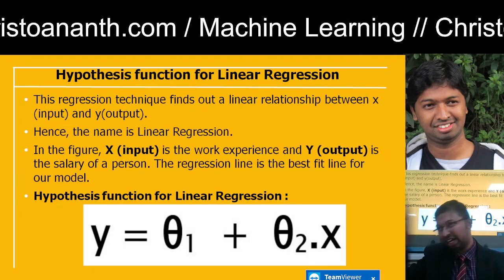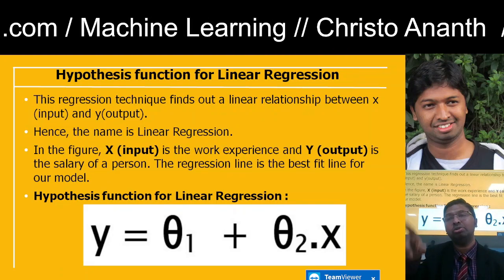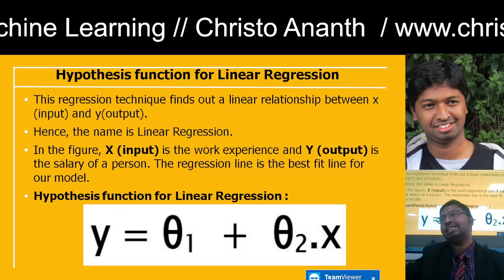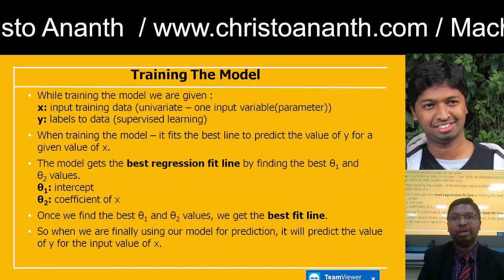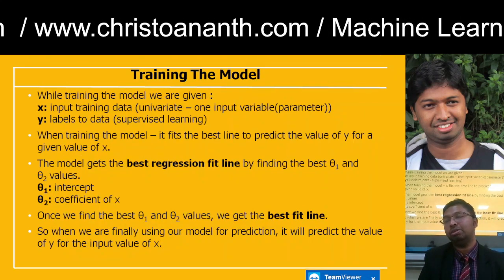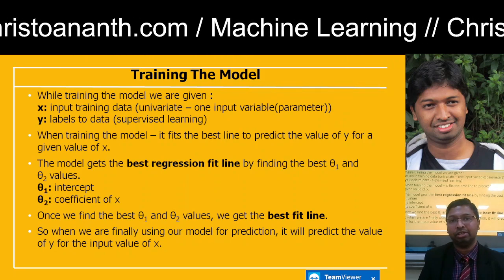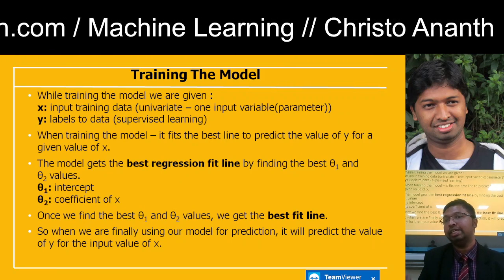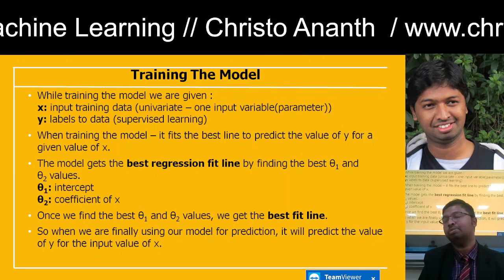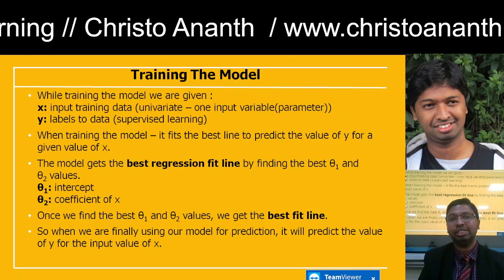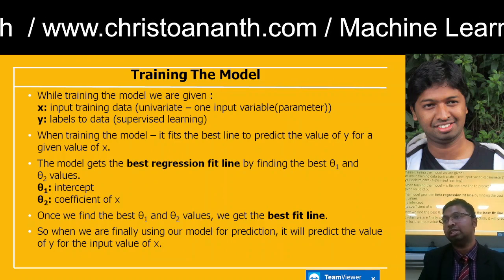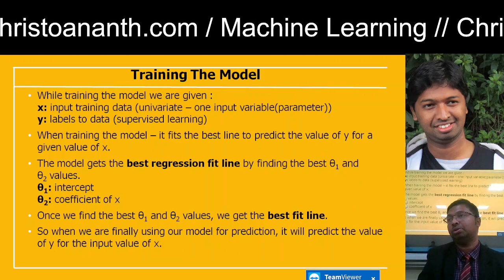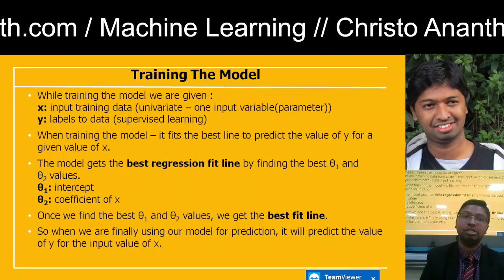We'll identify a hypothesis like y is equal to theta 1 plus x multiplied by theta 2. When training the model, x is the input training data that you are giving. It is a univariate function, with one input variable, based on the parameters, while y is the label of the data, which is what we call supervised learning. As I told you at the beginning of the class, it is based on supervised learning.